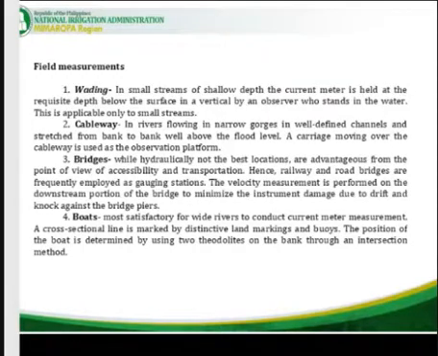Fourth one is boats, most satisfactory for wide rivers to conduct current meter measurement. A cross-sectional line is marked by distinctive land markings and buoys. The position of the boat is determined by using two theodolites on the bank through an intersection method.